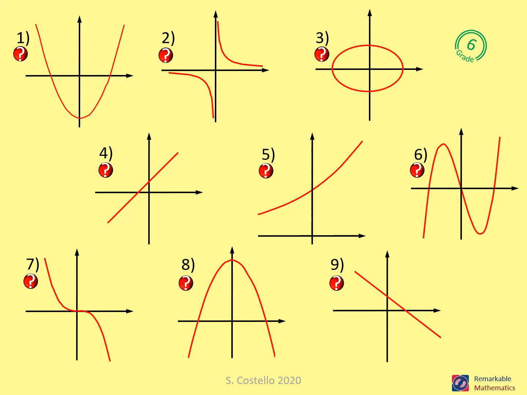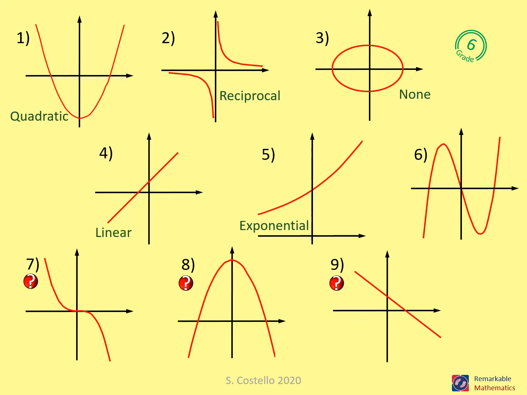Okay, so question 1, cubic graph. Question 2 is reciprocal. Question 3 is none of these. 4 is linear. 5 exponential. 6 is cubic. 7 is also cubic. 8 is quadratic. And finally 9 is linear.